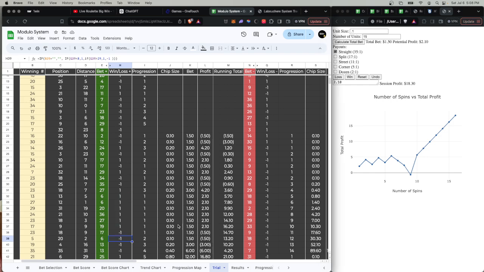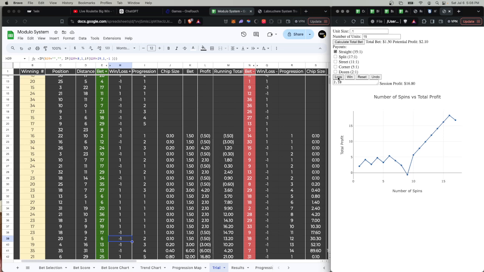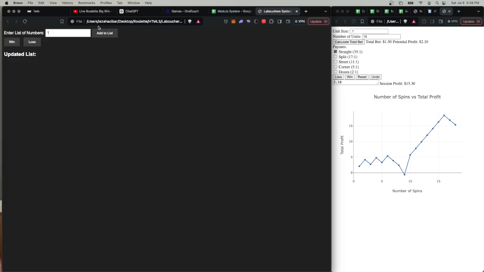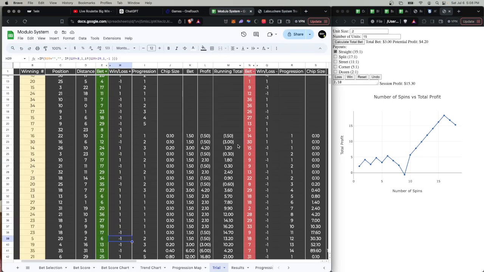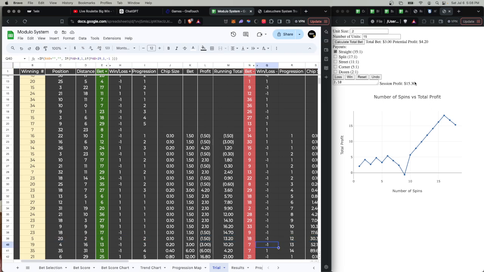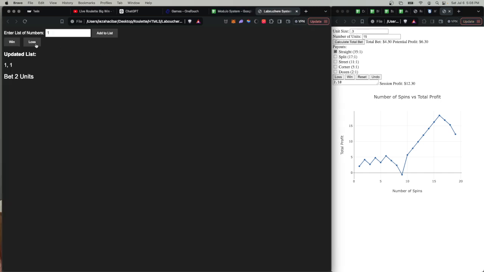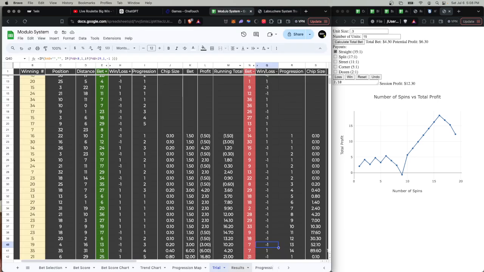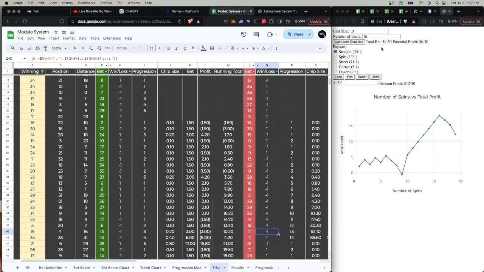Then we lose twice. Loss, loss. So we're going to add this to here. And then a loss, so now we're on a 2 unit bet. And we're switching the trend. So we lost twice here, and we lose again. So this goes to 3. Go here, keep track, we lost. So our next one would be a win.